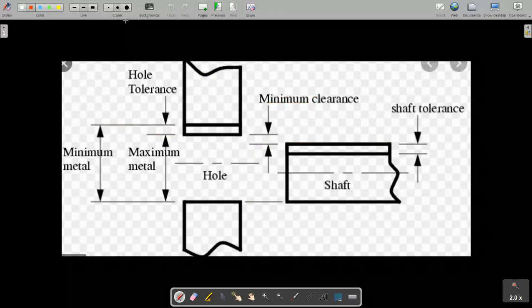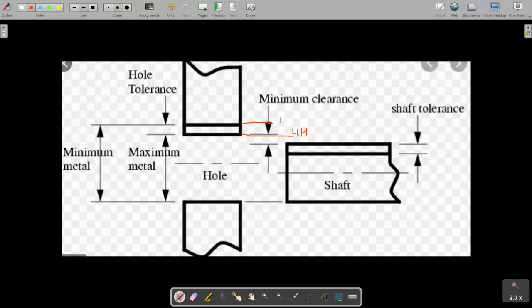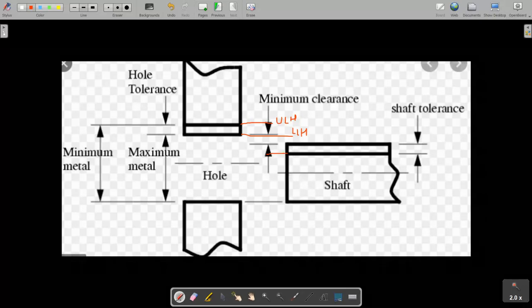Okay, so I'm going to write some important terms. This is called the lower limit of the hole, LLH. Wherever I write LLH, that means lower limit of the hole. This limit is the minimum metal condition, called the upper limit of the hole, ULH. Next, this is the shaft, and this is the lower limit of the shaft, which I am writing as LLS, and this is the upper limit of the shaft, ULS.